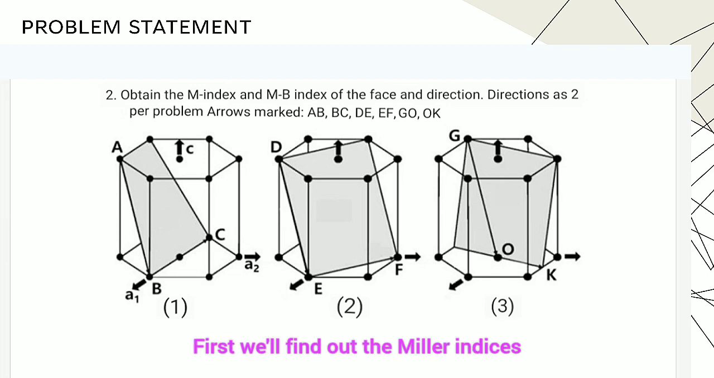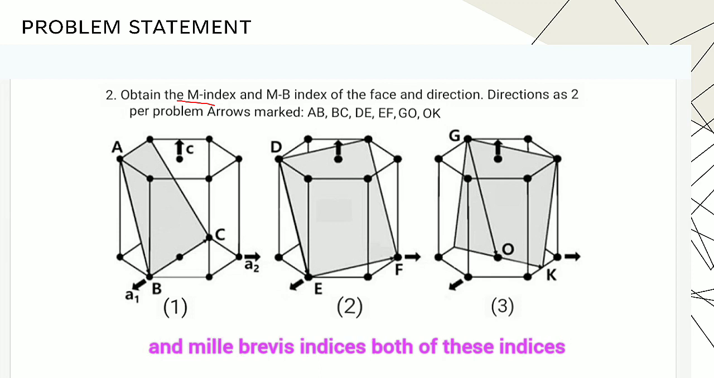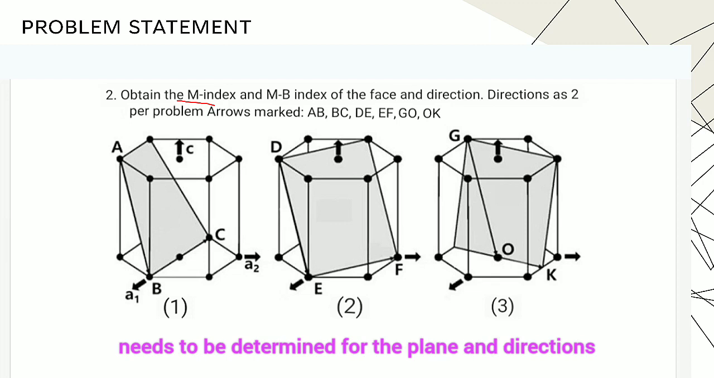First we'll find out the Miller indices and Miller-Bravais indices for the planes, and then we'll do it for directions. The problem statement says obtain the Miller index, M index, M means Miller, and MB index. MB index means Miller-Bravais indices, of the face. Face means plane or surface, they are synonyms of each other. So if the word face, plane or surface comes, then it means you are talking about a plane. We need to find out the Miller indices and Miller-Bravais indices. Both of these indices need to be determined for the planes and directions.